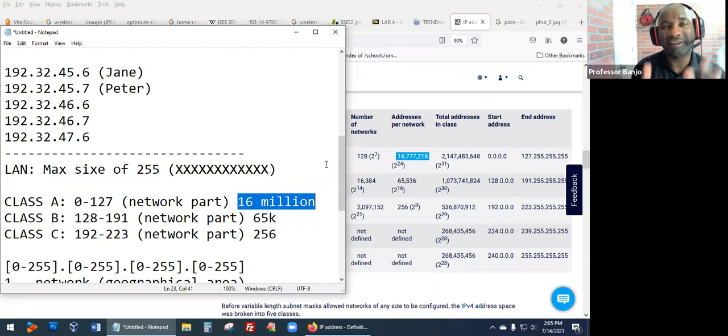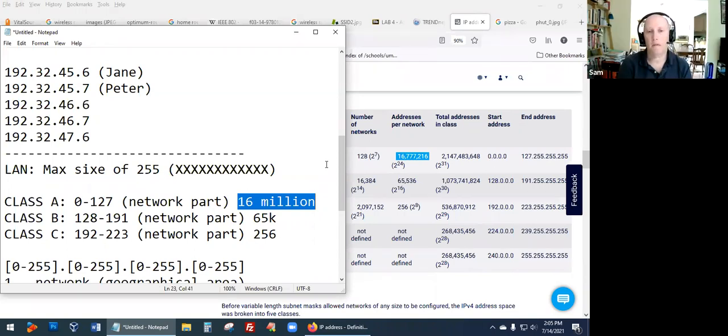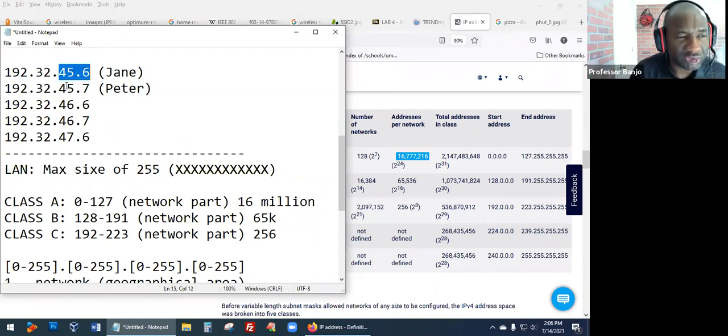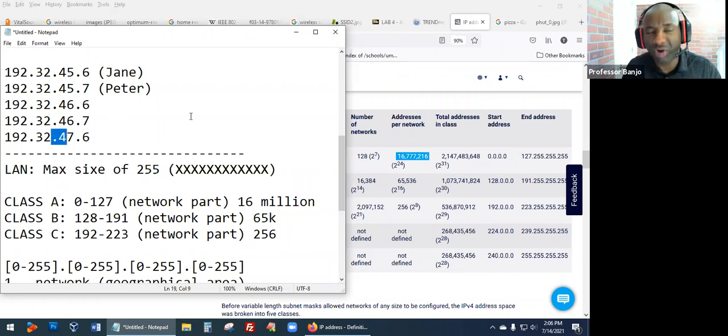All belong to that one network. And of course, they probably will have multiple subnets. Now, if you're in class B, you have about 65,000 devices, you know, students' computers or company computers, branch offices, things like that.